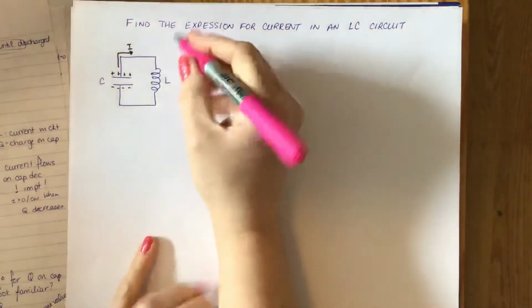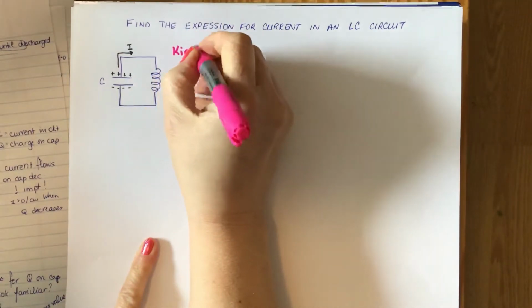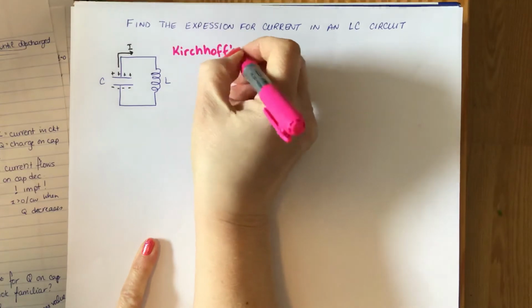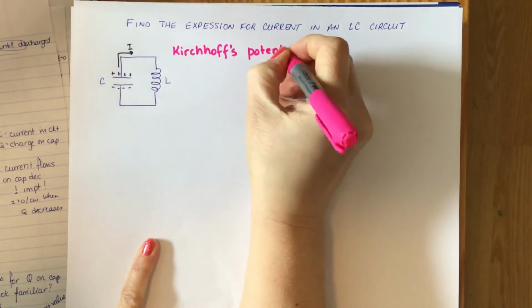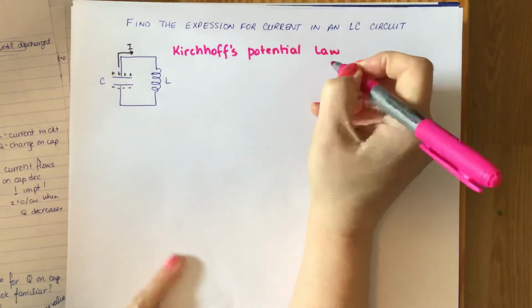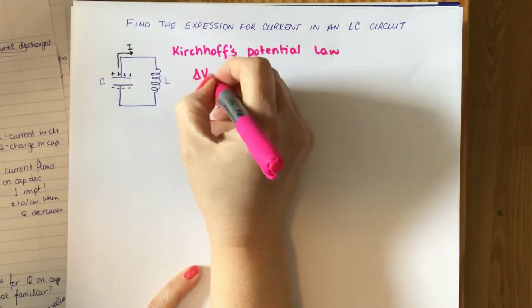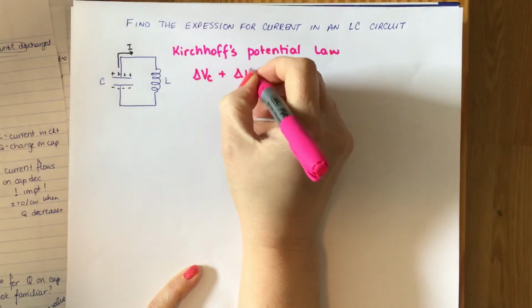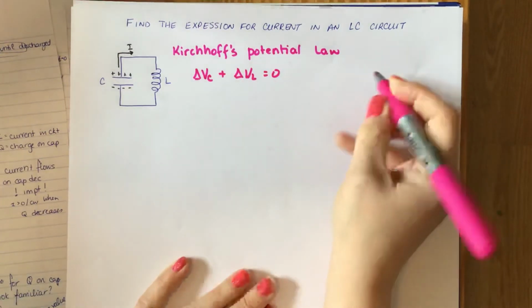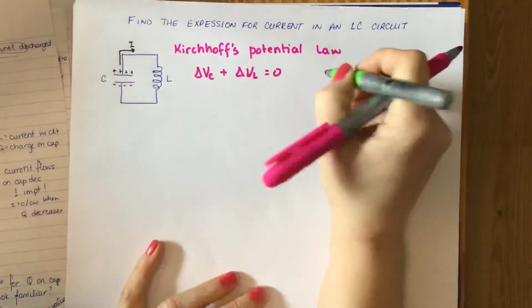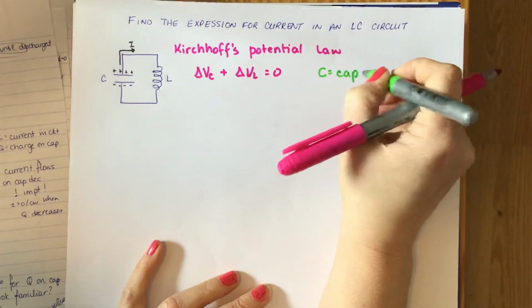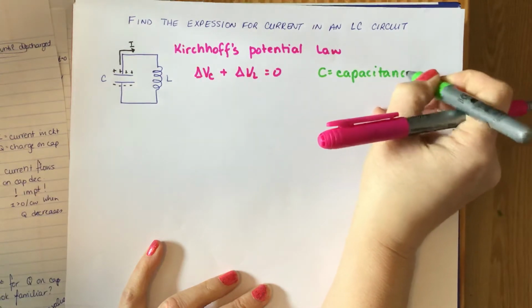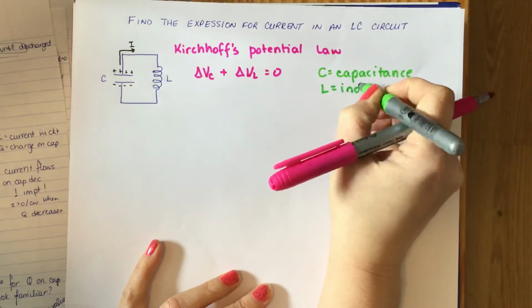The next thing I'm going to do is write down Kirchhoff's potential law. So I'm having my current flow clockwise around the circuit. My Kirchhoff's potential law says that the potential across the capacitor plus the potential across the inductor equals 0. So C equals the capacitance and L equals the inductance.